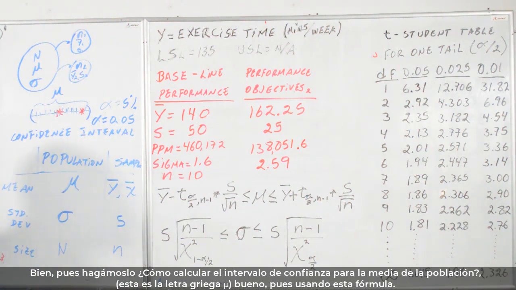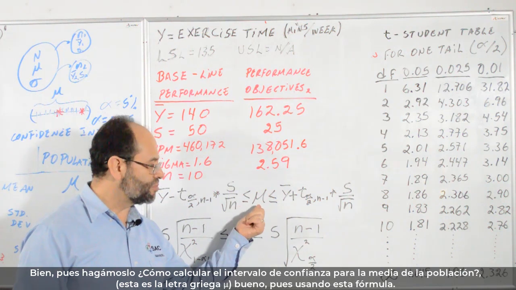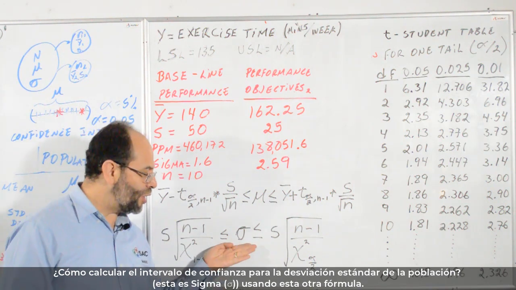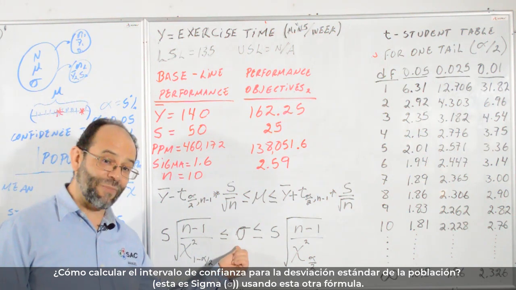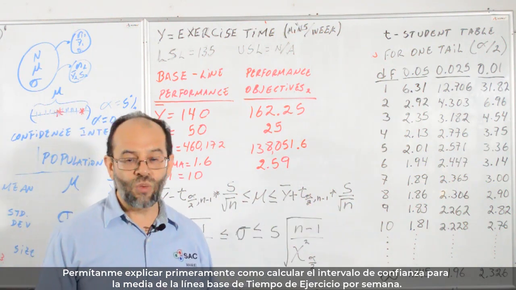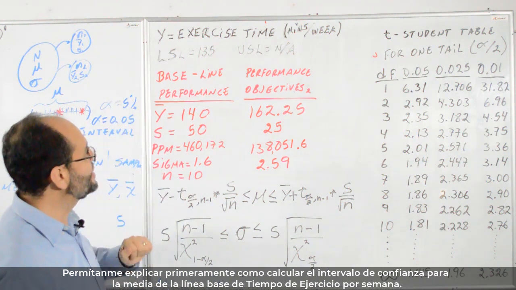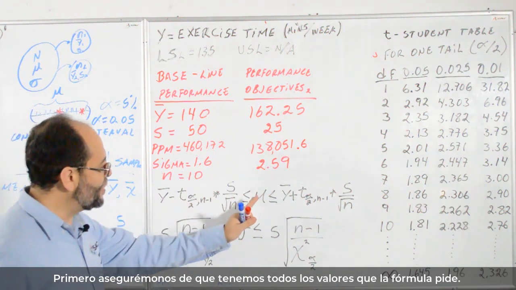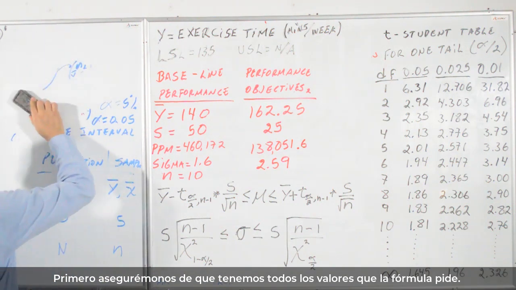Okay, so let's do that. How do you calculate the confidence interval for the mean of the population? This is mu, a Greek letter. Well, using this formula. How can you calculate the confidence interval for the standard deviation of the population? This is sigma, population, using this formula. Let me first explain how to calculate the confidence interval for the baseline of exercise time per week that we have here. Let's first make sure that we have all the values that we are asking for. I'm going to erase this part to make some space.